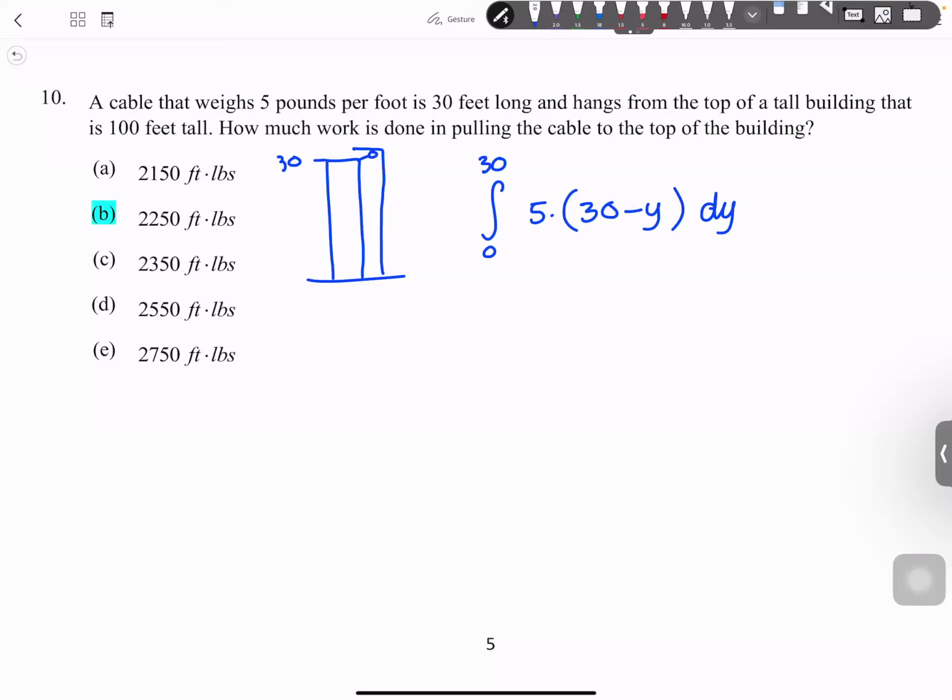And so when I actually evaluate, again, you may use your calculator, I get 2,250, and this will be measured in foot-pounds. Answer B.